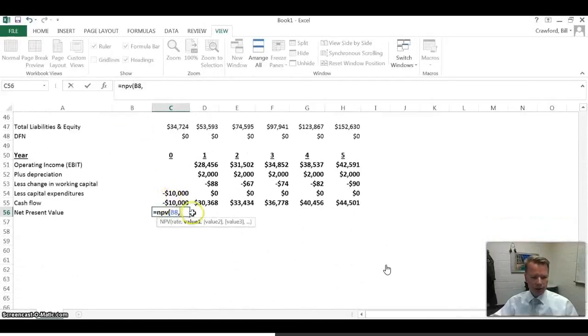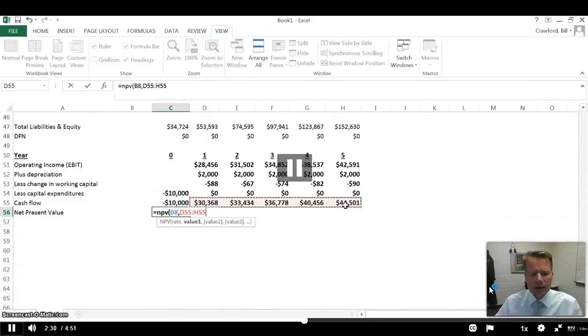So that gets us the rate. Then it says values 1, 2, etc. I'm going to start by including the values that come at the end of the first year of operations. Why would I do that? Well, NPV assumes that the first cash flow is going to happen at the end of the year. So even that first cash flow that we include right here is going to be discounted by the rate that I put in, which was that 10% weighted average cost of capital.